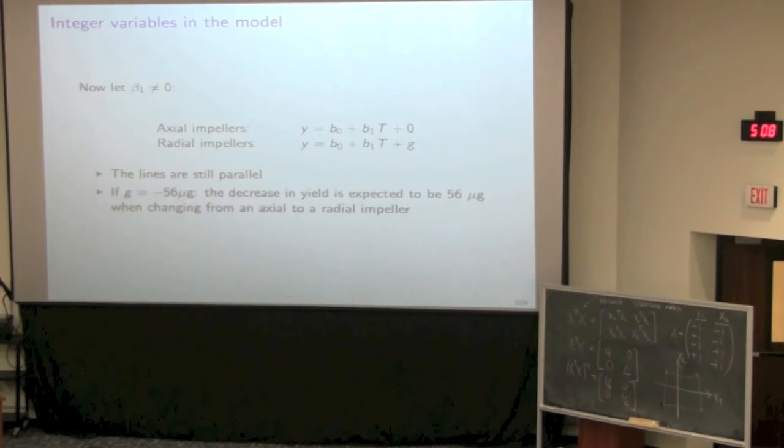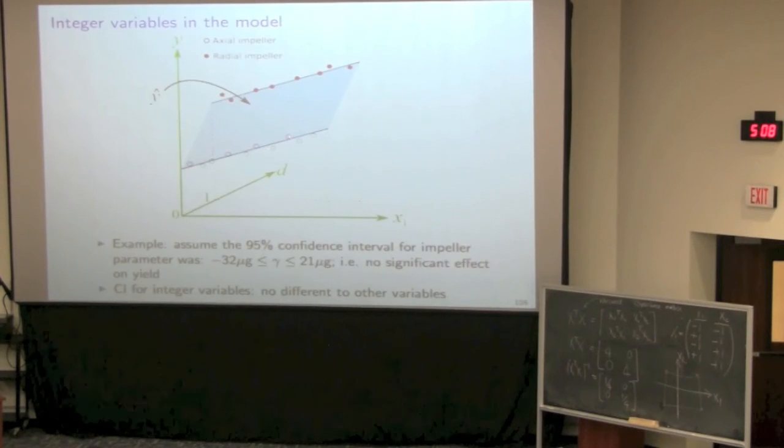I did it for that. I didn't really do it for visualization, but let's point out what's happening there. You're building one model for temperature and impeller type in one go. So you're using all your data in one go to estimate the temperature effect simultaneously as well as the impeller effect simultaneously. So you're making the most use of your data with the highest number of degrees of freedom.